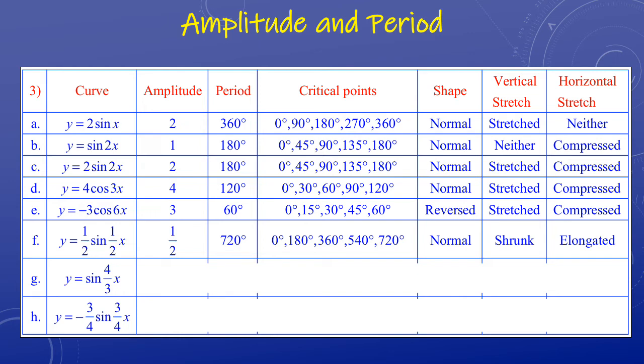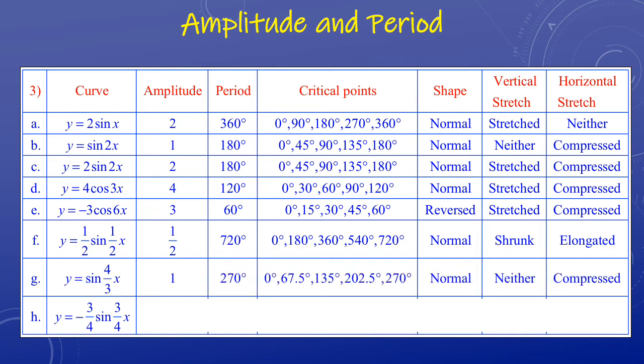The amplitude is the first 1/2. The period is 360 degrees divided by 1/2, which is 720 degrees. That makes the critical points 0, 180, 360, 540, and 720 degrees. This curve is normal. In terms of the vertical stretch, it is shrunk because the amplitude is less than 1. And this curve is also horizontally elongated because the period is greater than 360 degrees.